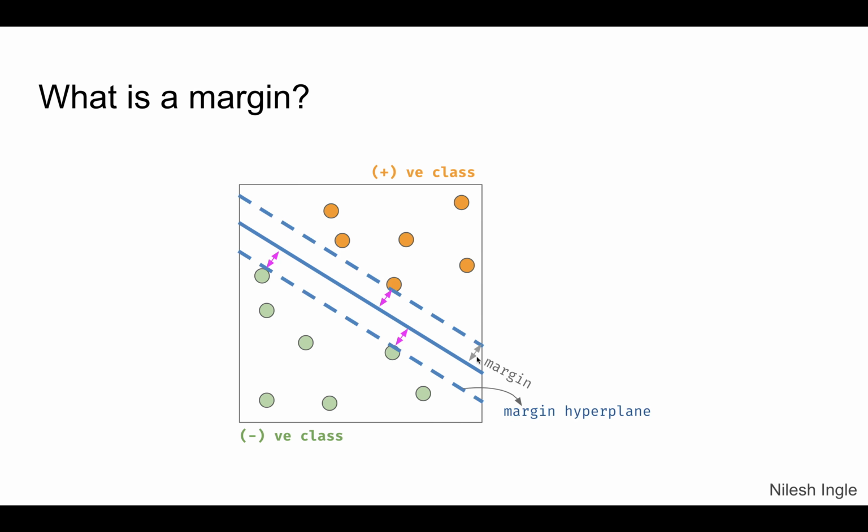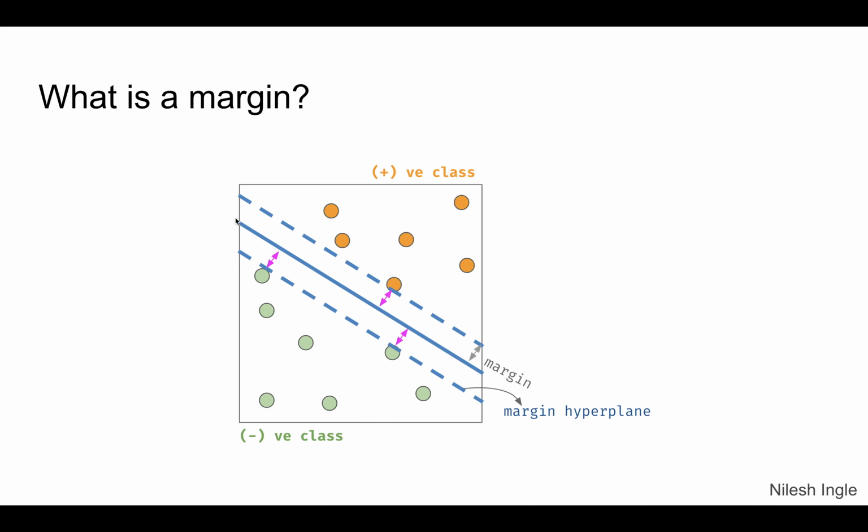Then what is a margin? Margin is as shown in this particular plot. Let's say this is the decision boundary. We have the solid line that separates the orange data points from the green data points, and then we look at the closest data point of each of those 2 classes to the decision boundary. In this case, this particular point is closest to the decision boundary, and on this side these 2 are the closest ones.